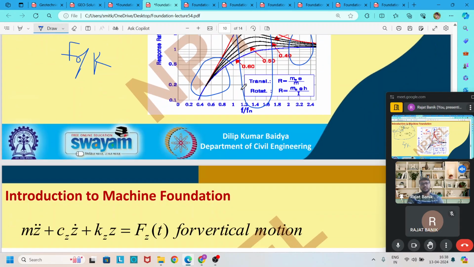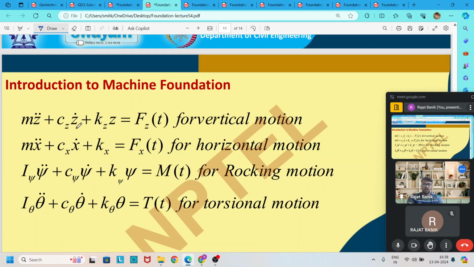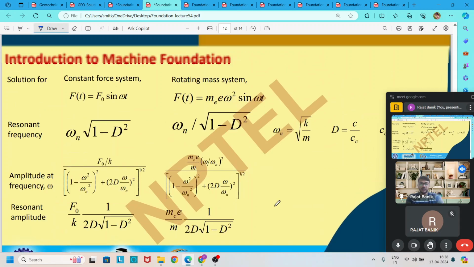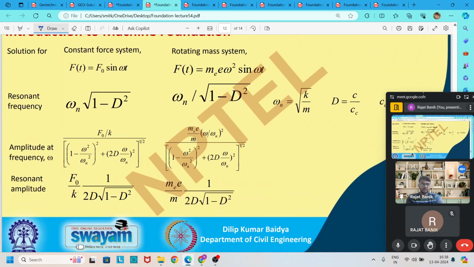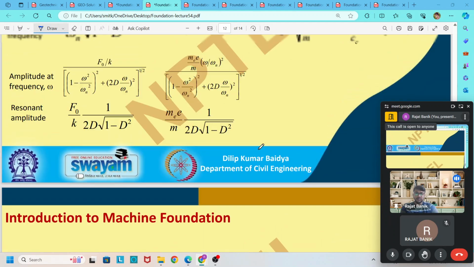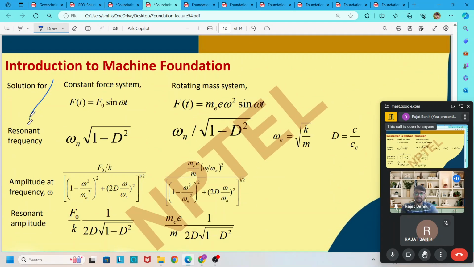So that's it for the previous class. Again, for different types of vibration, different equations are there for damped systems, and whatever we discussed in the lecture is summarized here.